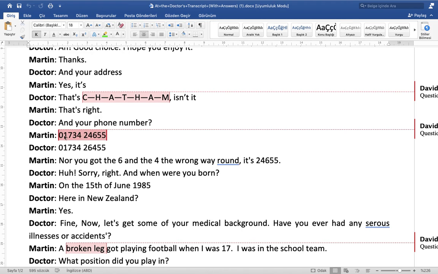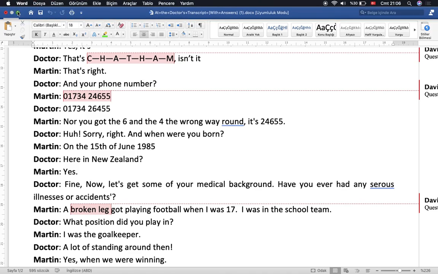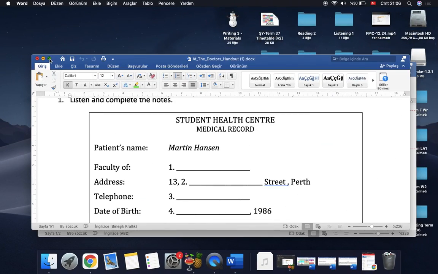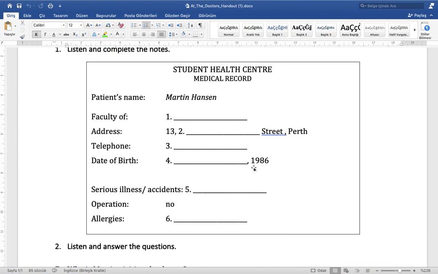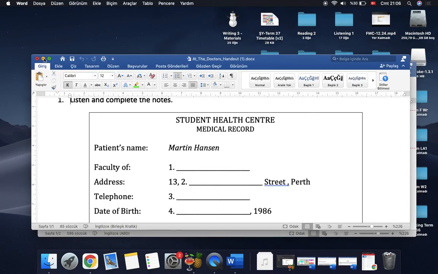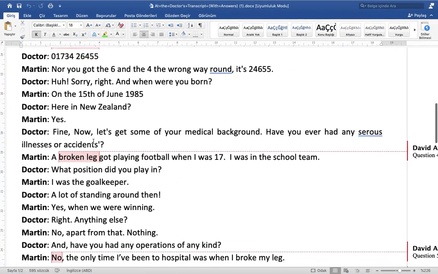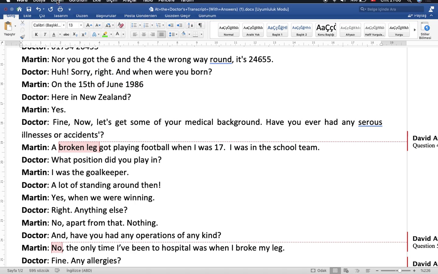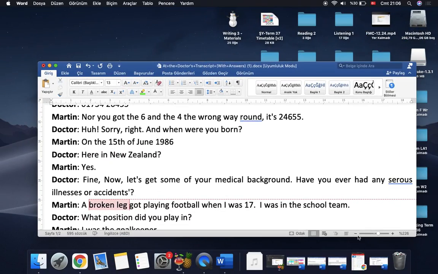The next question was about the number. 01-734-24655 is the telephone number. Let's see what the next question was. The next question was the date of birth. We have the year, but Martin's date of birth is, what is the date of birth? Sorry, it's here. June 15th is the date of birth. It should be 6th though. Okay. And the next question.